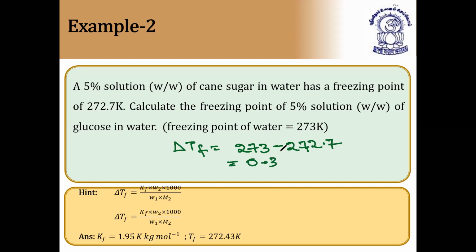So 0.3 is equal to, for this equation I'm writing here, Kf value we don't know, into W2, weight of solute. W2 is the weight of solute, that is 5 grams, since 5% they have given, into 1000 by molecular weight of solute. Cane sugar molecular weight is 342, into 95. Weight of solvent is 95. So from this you can get the Kf value. Substitute the value of Kf in this equation and find delta Tf. After getting delta Tf, Tf becomes 273 minus delta Tf. So I hope this is clear now. Yes. Next question.